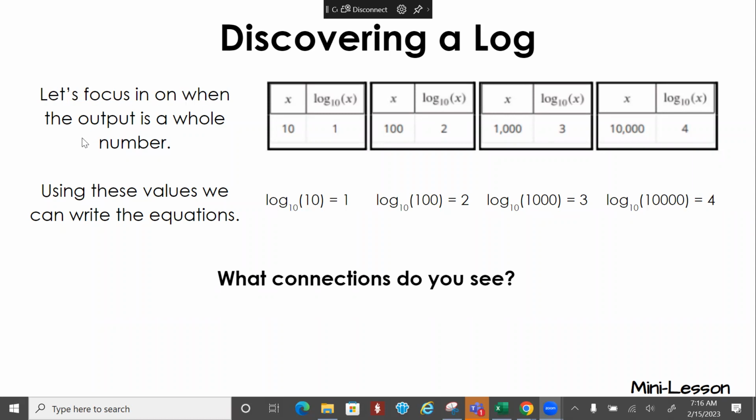Let's focus in on when the output is a whole number. So we're looking at that bottom row. Using these values, we can write the equation. Log base 10 of 10 equals 1. Log base 10 of 100 equals 2. Log base 10 of 1,000 equals 3. What do you notice? 10 to the first power would equal 10, right? 10 to the second power would equal 100. 10 to the third power would be 1,000. So this is how we are connecting the exponent and the base and then trying to find that number.